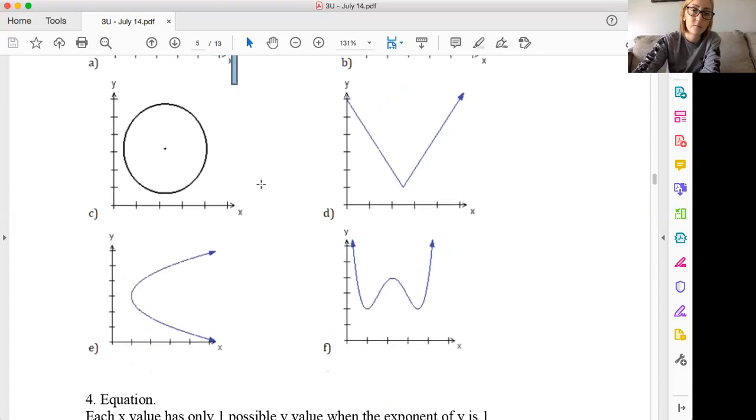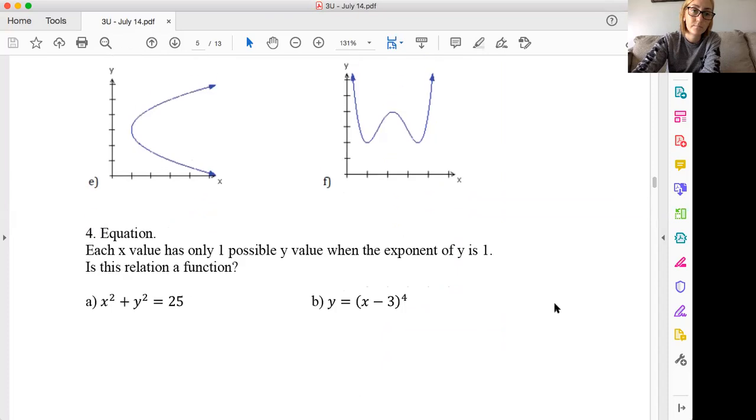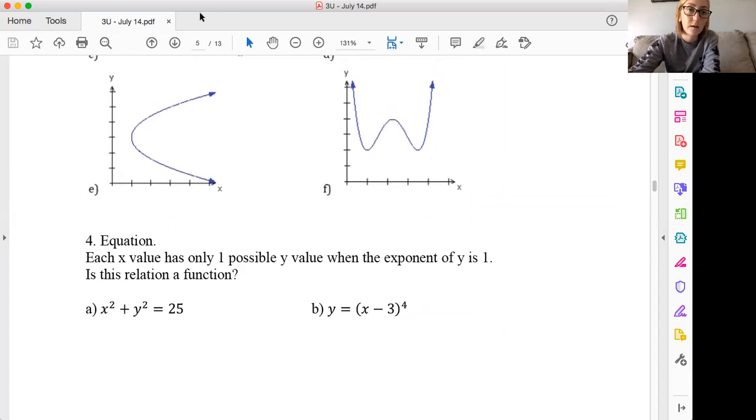Oh, that's not what I meant to do. Okay.